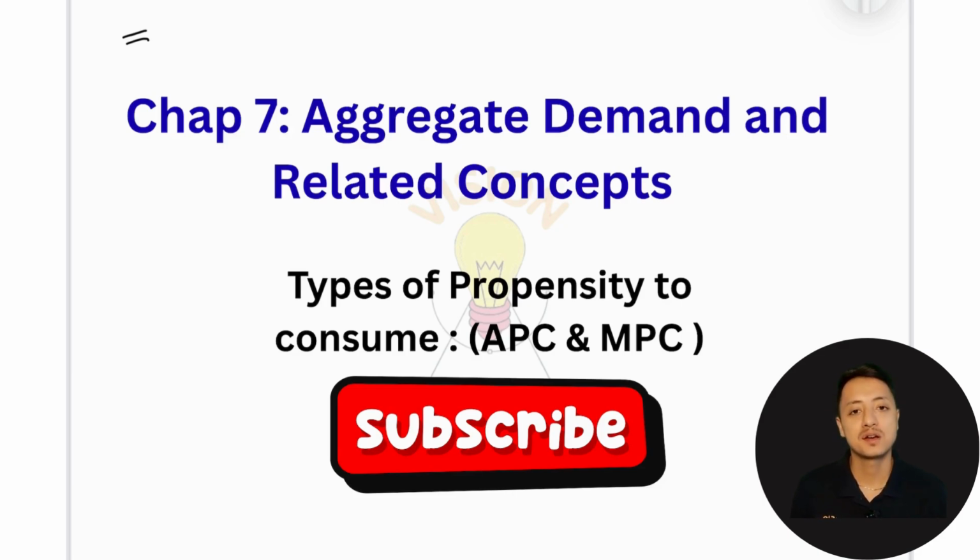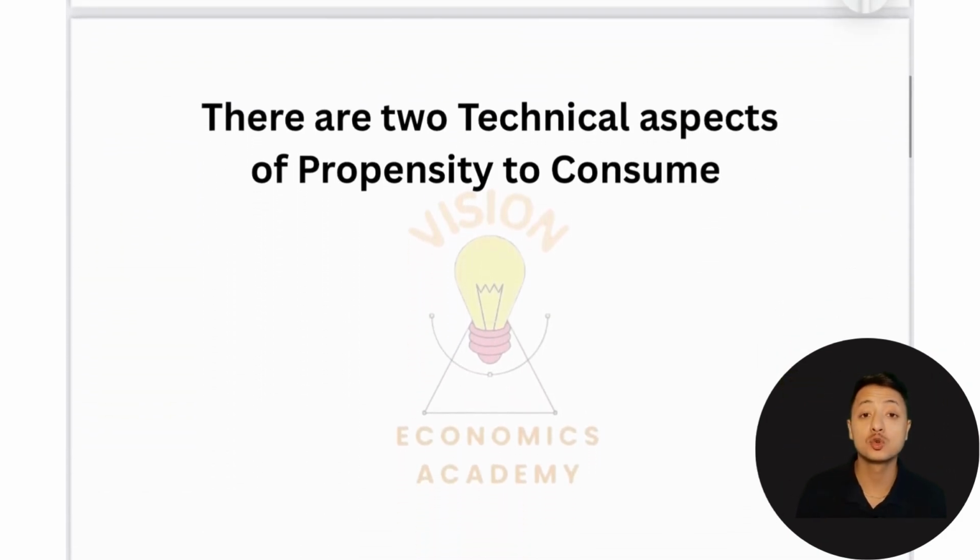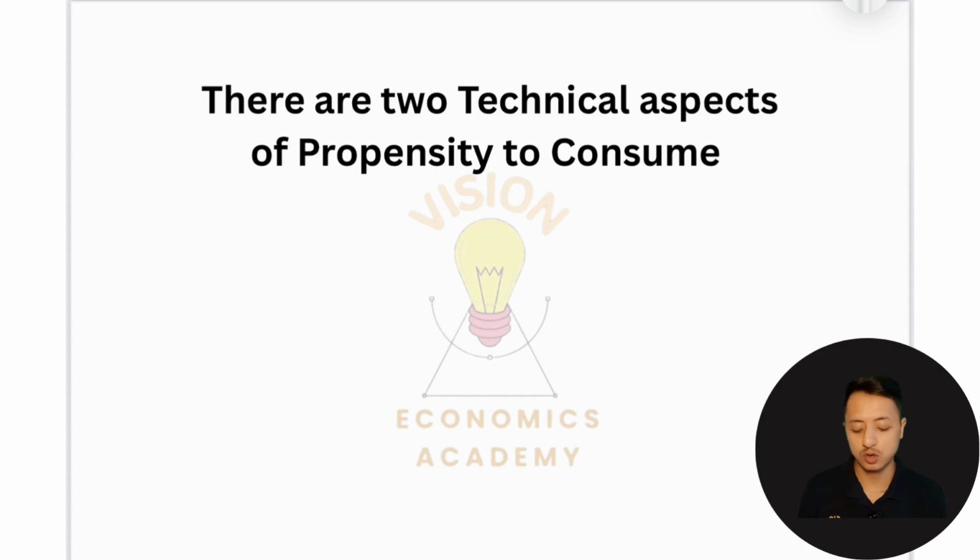I am Sir Shivankar, and today we will be continuing with chapter number 7, Aggregate Demand and Related Concepts from Macroeconomics. The topic that we are covering today is types of propensity to consume. Before we jump into the technical aspects of the propensity to consume, we'll understand what propensity to consume is. Propensity to consume is what portion or what proportion that you're consuming.